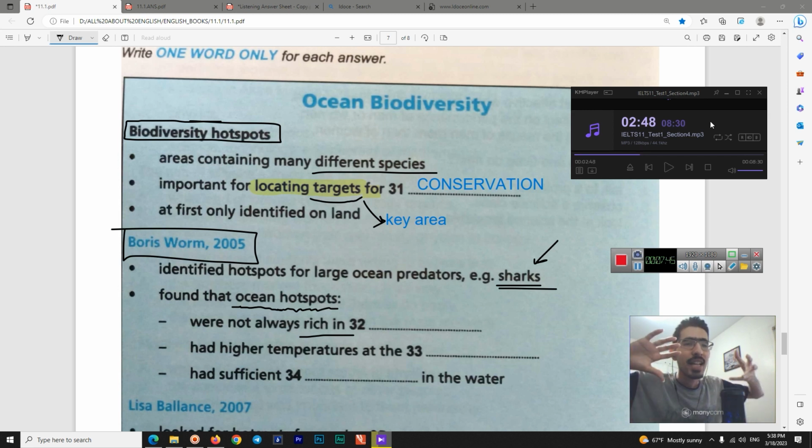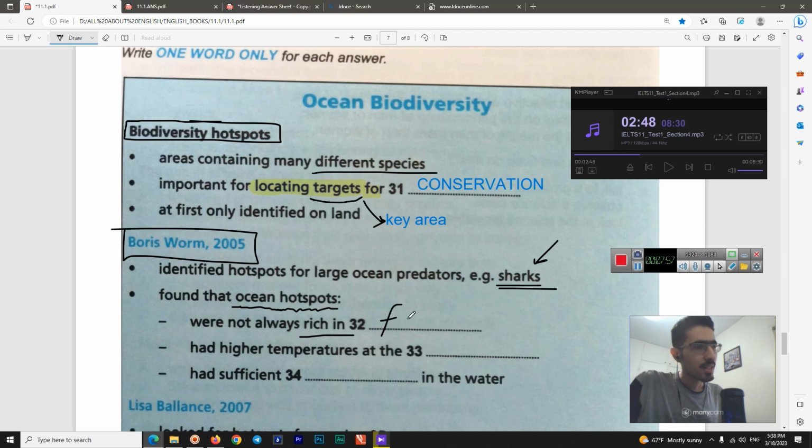They had very high concentrations of food. So you need a noun here. You can write concentrations. You can also write food. Food is better because you are saying that all of them are not rich in food. All of these habitats, all of these areas are not very rich in food. Many of them are, but not all of them.